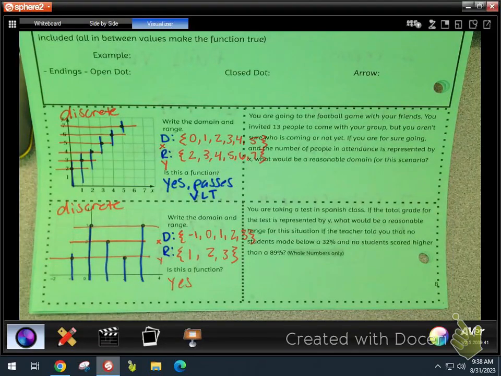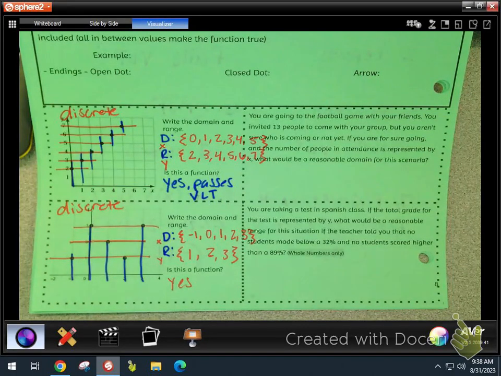So we're going to a football game. With your friends, you invited 13 people to come with your group, but you aren't sure who's coming or not. If you are for sure going and the number of people in attendance is represented by X, what would be a reasonable domain?